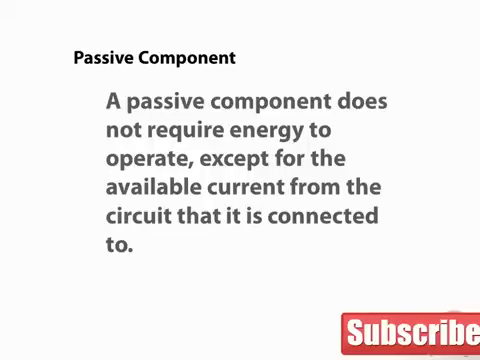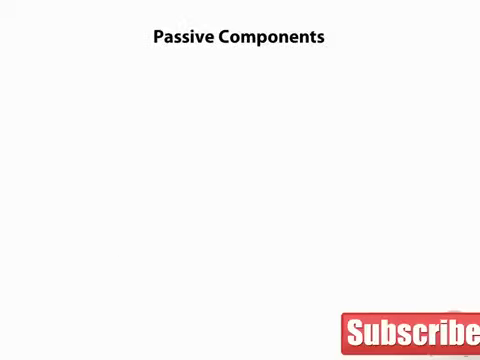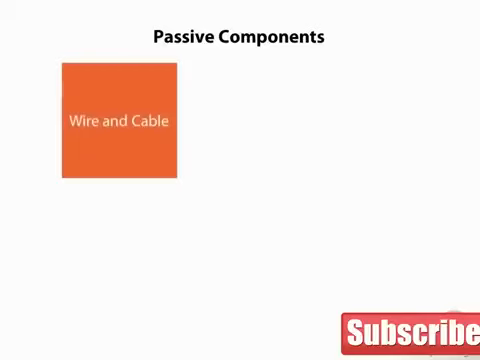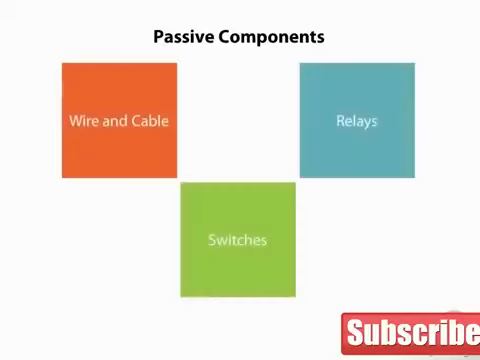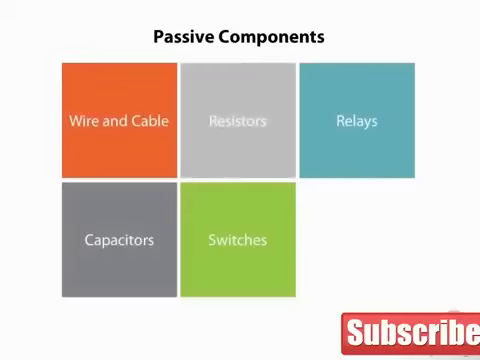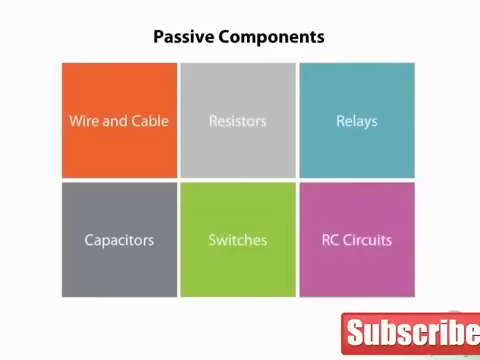Passive components that we are going to look at include wire and cable, switches, relays, resistors, capacitors, and once we've taken a look at these components, we'll look at a basic resistor capacitor circuit.